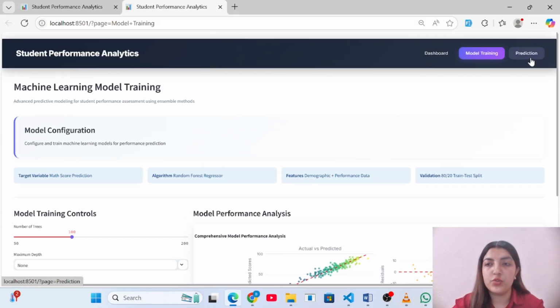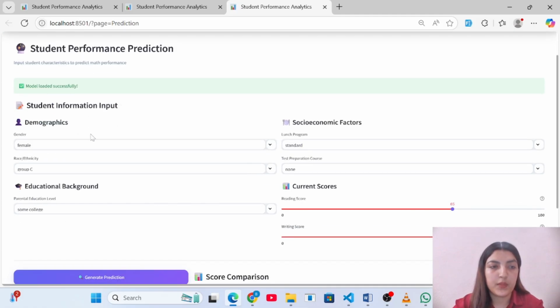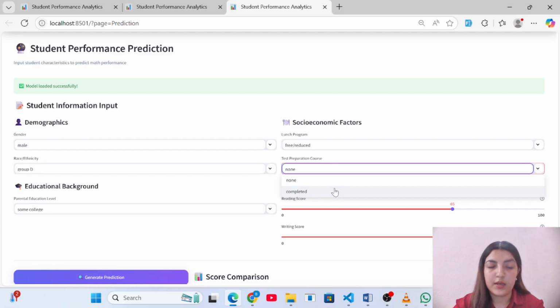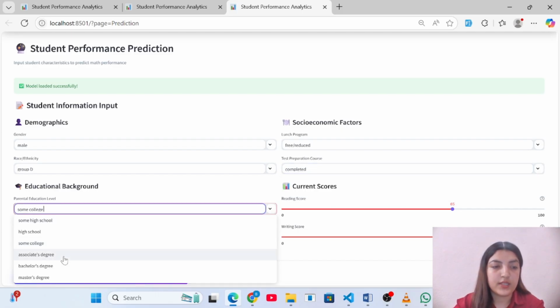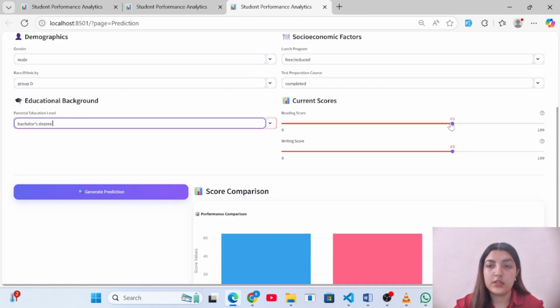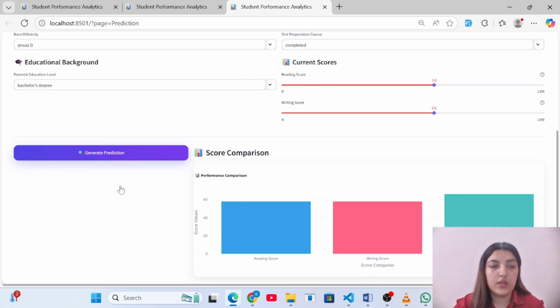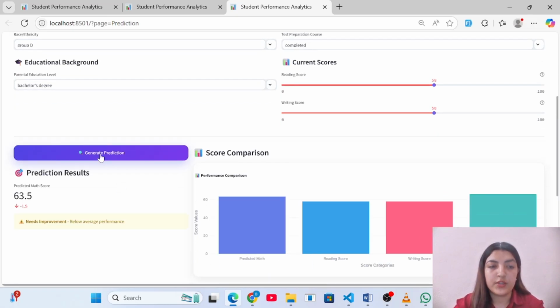Next I'm going to show you the prediction. In the prediction section, you can input new data, such as I can select male, group D, the standard lunch, the test preparation as completed, and parent education such as bachelor's degree, and the reading score, and the writing score as 58%. So now I'll generate the prediction.